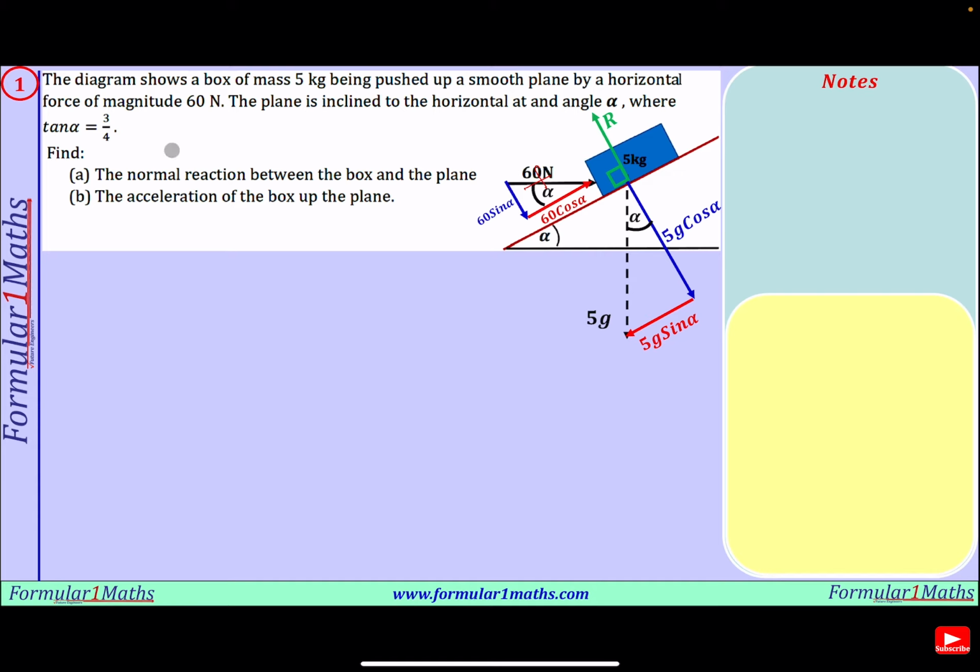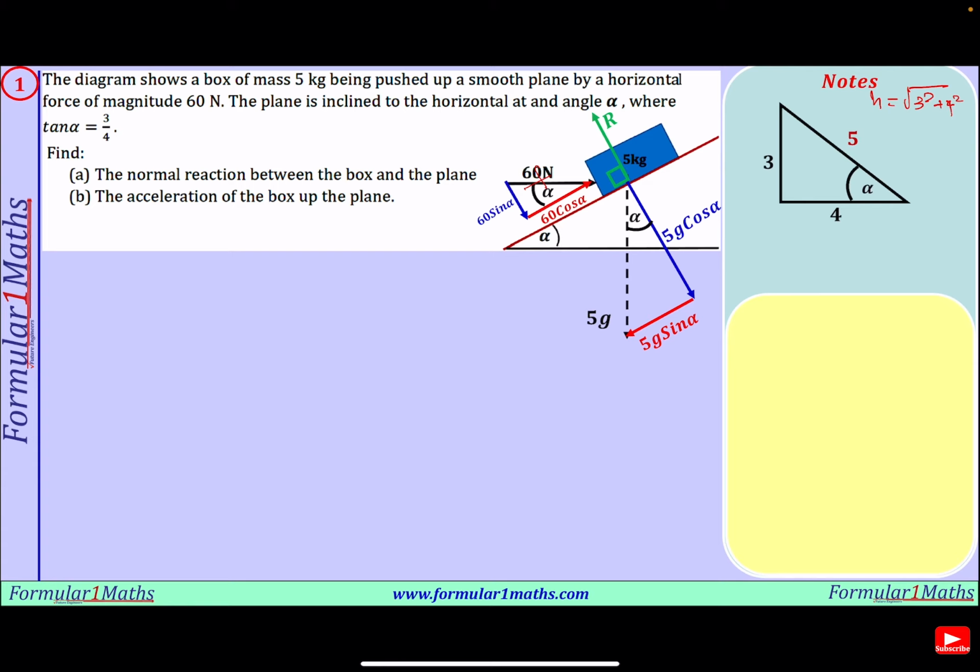To solve the first question, first of all, you draw a right angle triangle like this. And because it says this is tan alpha, we can put 3 here and 4 over there, because tan alpha is opposite over adjacent. And that's exactly what we've got here. Now, using Pythagoras' theorem, we can find the hypotenuse, h, to be equal to the square root of 3 squared plus 4 squared. And that will give us 5. So we've got all the sides of that.